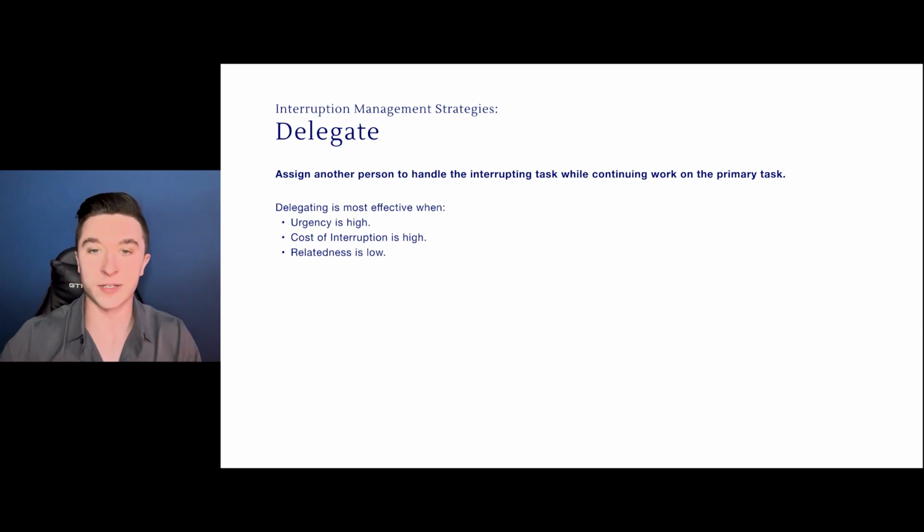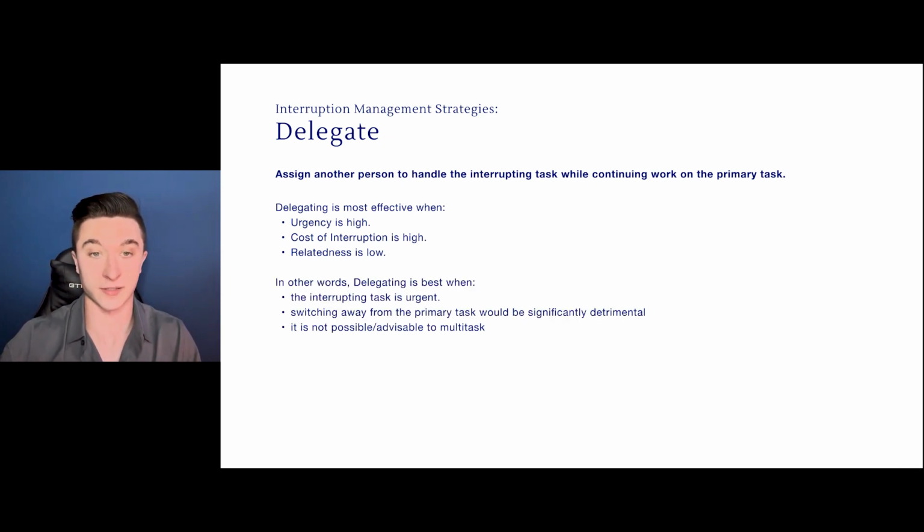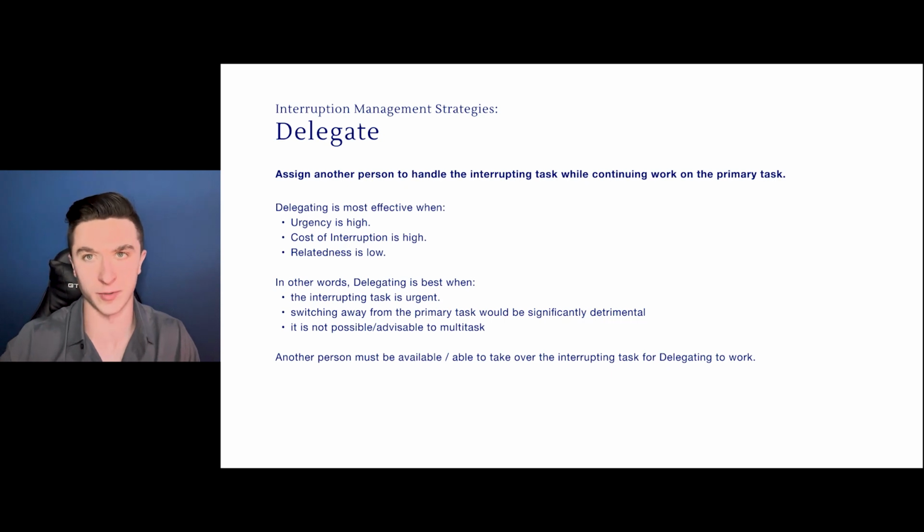So delegating is the best strategy to use when the interrupting task is urgent. Switching away from the primary task would be very detrimental, and it's not possible to multitask. So of course, there is another important variable in the ability to delegate, though. Another person has to be available to attend to the interrupting task. Right? If somebody else isn't available, you can't delegate.